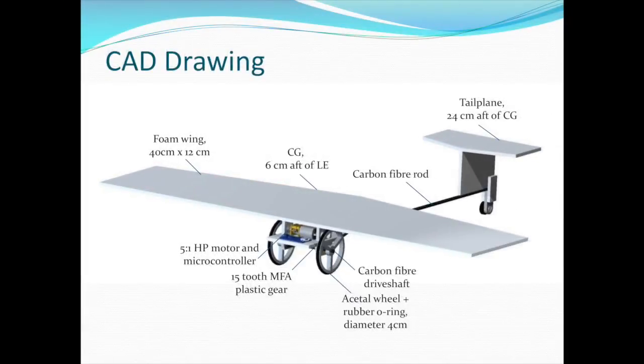Our models identified certain key parameters that have to be met by our design, such as wingspan, total wing area, CG location, and distance of the tailplane to the CG. The design furthermore has to accommodate all the components for the drivetrain and the microcontroller. This preliminary design will now be manufactured and tested and subsequently improved.